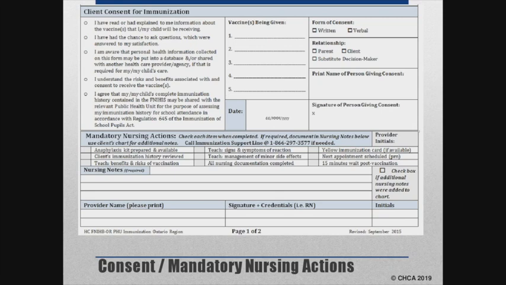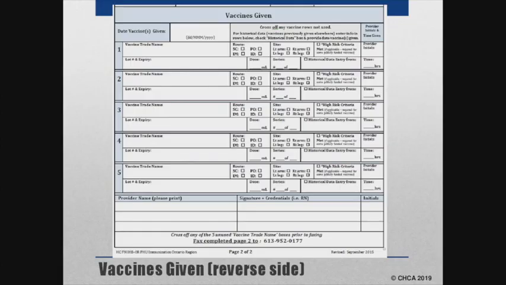There's an area for nursing notes, and then finally we're going to make sure you print your name, provide your signature, as well as your initials. Now the reverse side of this form is going to be faxed to public health, and you can see that the number is at the bottom here.